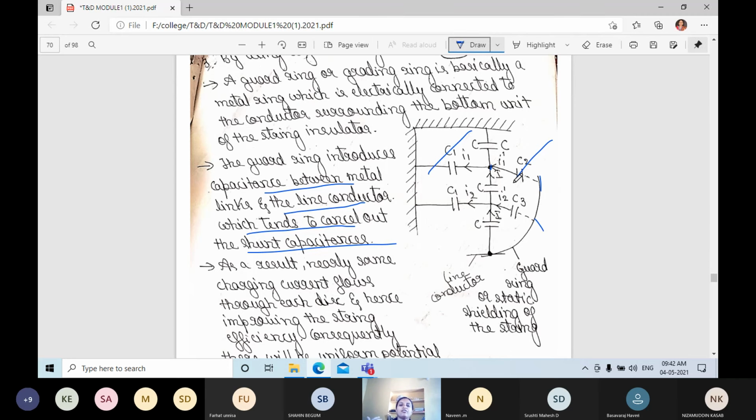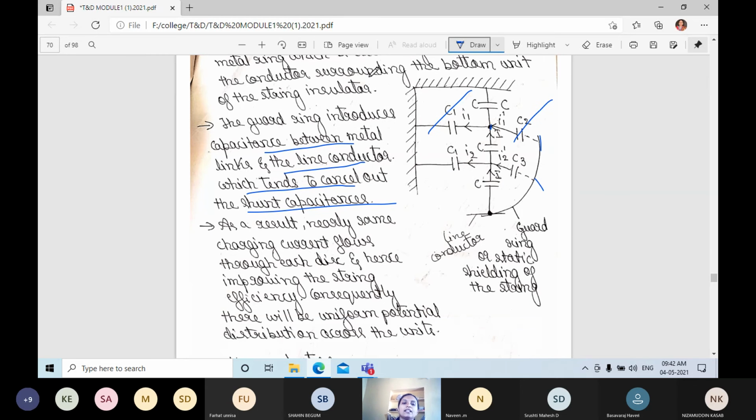If the shunt capacitance is cancelled, then only the mutual capacitance remains. If that is the case, then the voltage distribution will be uniform across the string. The guard ring introduces capacitance between the metal links and the line conductor, which tends to cancel out the shunt capacitances. As a result, nearly the same charging current flows through each disc, hence improving the string efficiency. Consequently, there will be uniform potential distribution across the units.